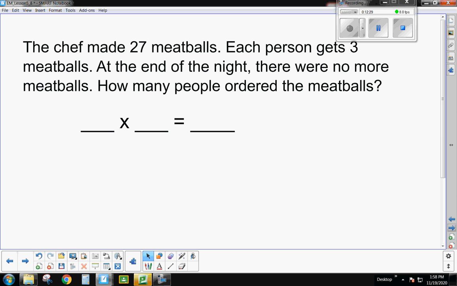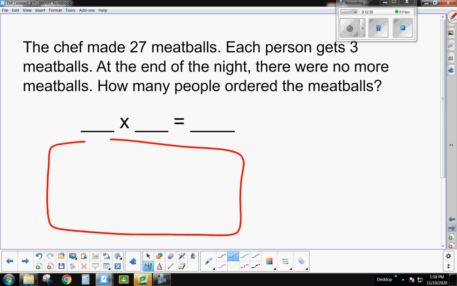All right, so when I start drawing what I know, there are 27 meatballs. In this big old pot, there are 27 meatballs, right? Each person gets 3. So I'm going to draw a person, and they get 3. Now, at the end of the night, there's no more meatballs left, so how many people ordered the meatballs?